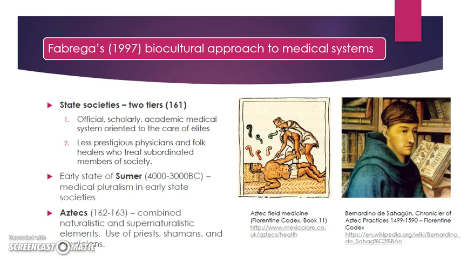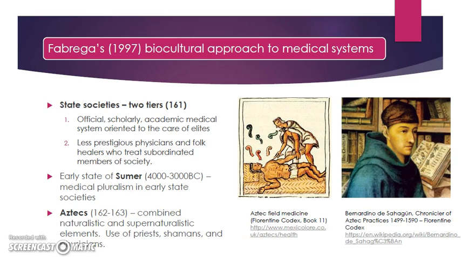Fabrega's 1997 work on the biocultural approach to medical systems looks at two different tiers within state societies. That is, the official scholarly academic medical system oriented to the care of elites, and the less prestigious physicians and folk healers who treat subordinated members of society. It draws from two earlier studies from the archaeological record: the early state of Sumer and the Sumerians, looking at medical pluralism in early state societies and how that developed, and particularly the Aztec society, drawing from the work of Sahagún in the Florentine Codex, looking at the combined naturalistic and supernaturalistic elements.